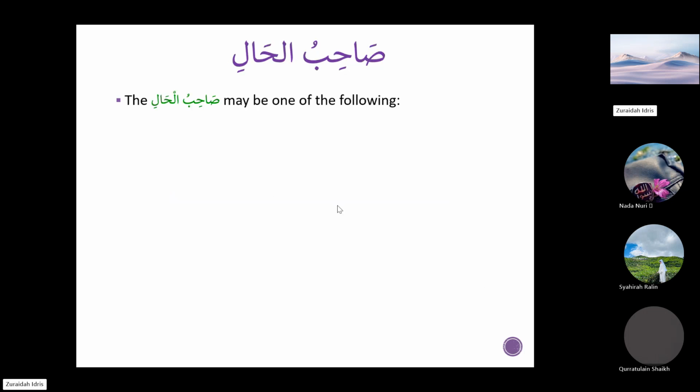Okay, now, let's talk about the sahibul hal. We talked about hal itself. Now, in what forms do we find the sahibul hal? Sometimes it is a dhamir mustatir, sometimes it is zahir, so it depends. Fa'il, here's one example. If those of you who do the Madina books will recognize this example. The man spoke to me smiling, kallamani, smiling to me.